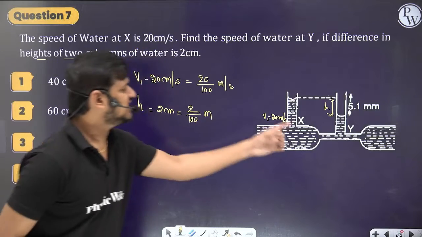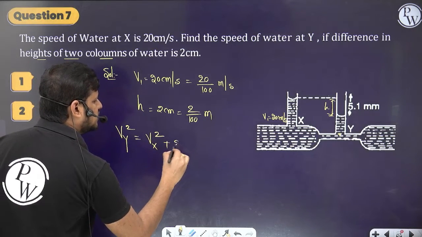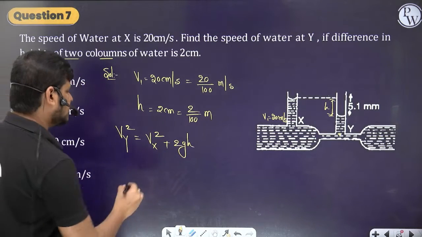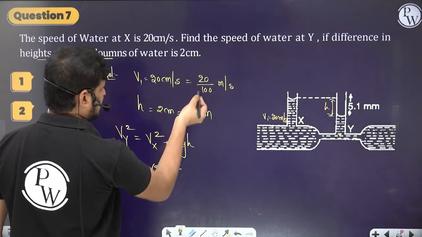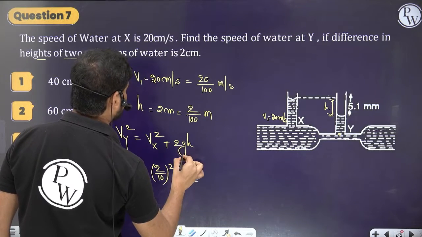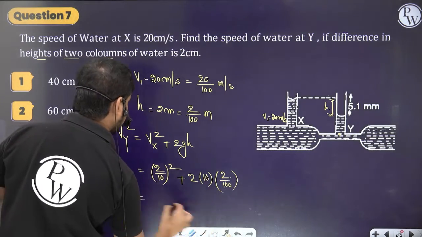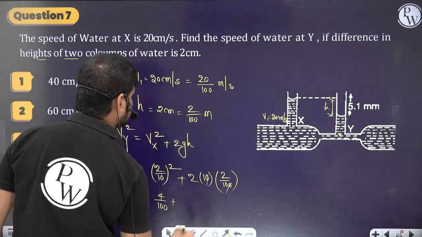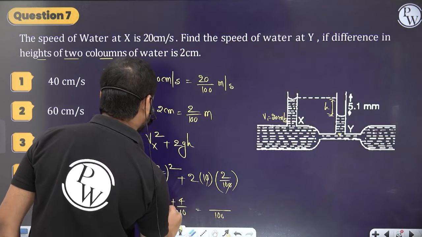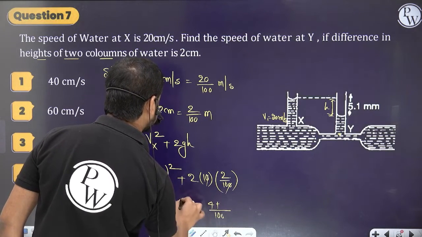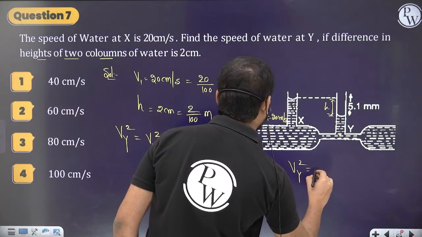They are asking for the velocity at y. The direct formula is velocity at y square equals velocity at x square plus 2gh. Everything we know, right? Velocity at x is 2 by 10, so 2 by 10 whole square plus 2 into g, where g is 10, into h, which is 2 by 100. So this is 4 by 100 plus 2 into 2, 4 by 10. 100 is the LCM, so 4 plus 10 into 4, 40, which is 44 by 100. So Vy square is equal to 44 by 100.